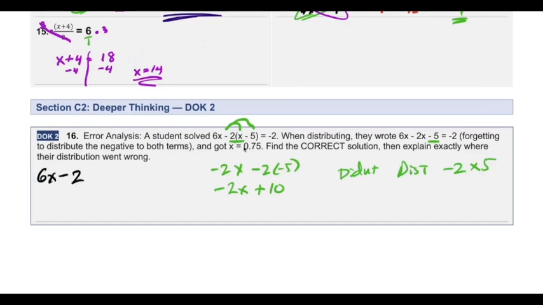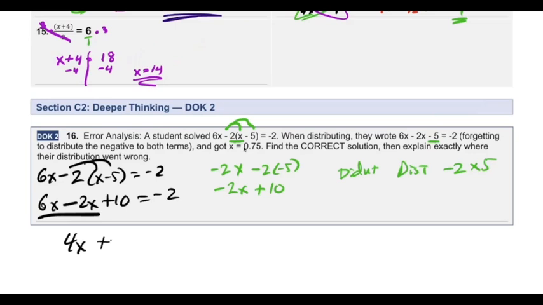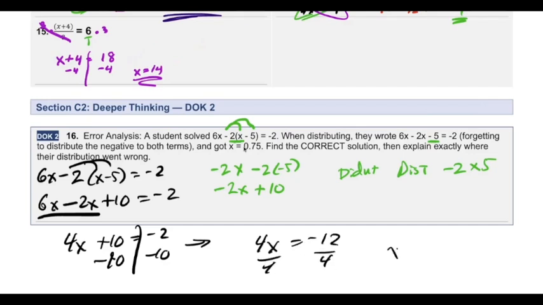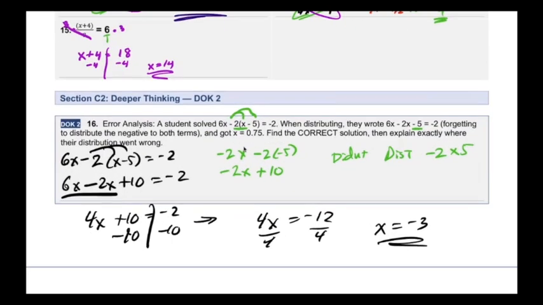6x minus 2, x minus 5 equals -2. Distribute: 6x minus 2x plus 10 equals -2. I could add these. That gets me 4x plus 10 equals -2, minus 10. I get 4x equals -12, and then you divide by 4. X equals -3. So there we go. That's how you correctly solve it.